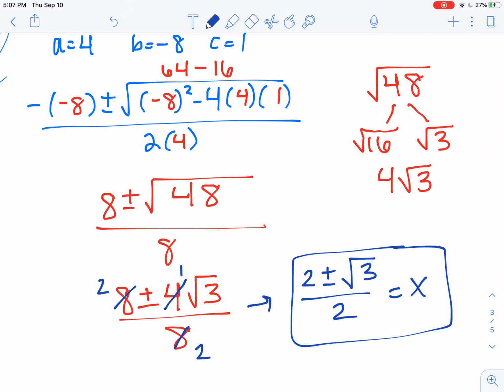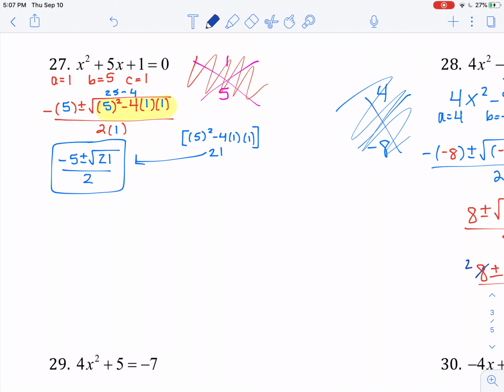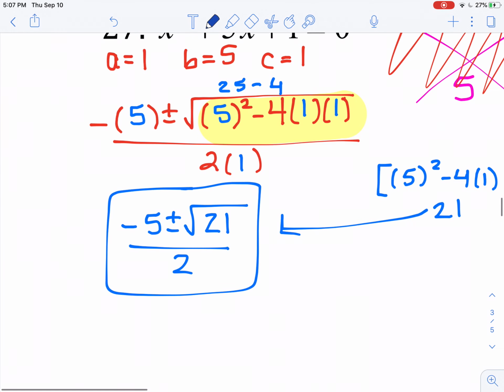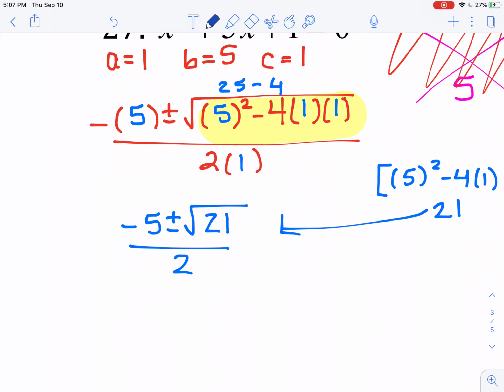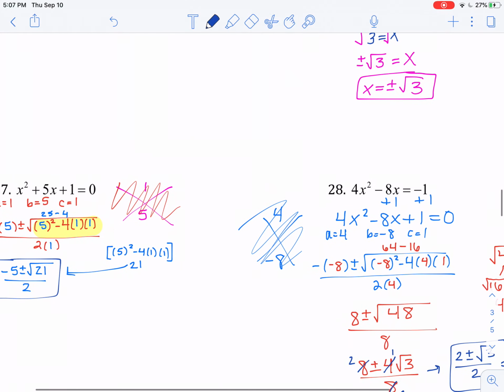There you go. I think that I did not write x equals on this last one, so let me fix that real quick. Remember, all of these solutions are your x's, right? We're solving for x, so it's best to write x equals our solutions.